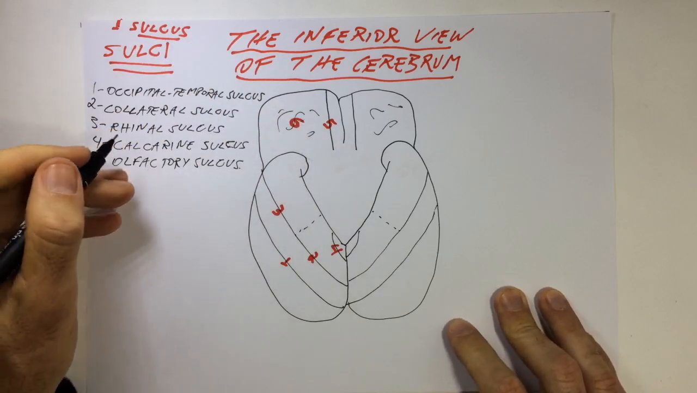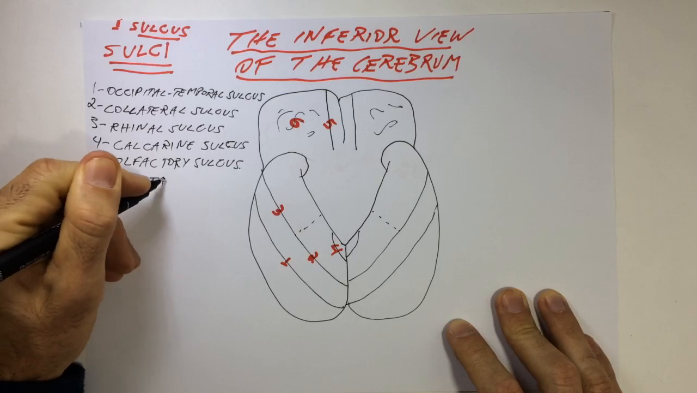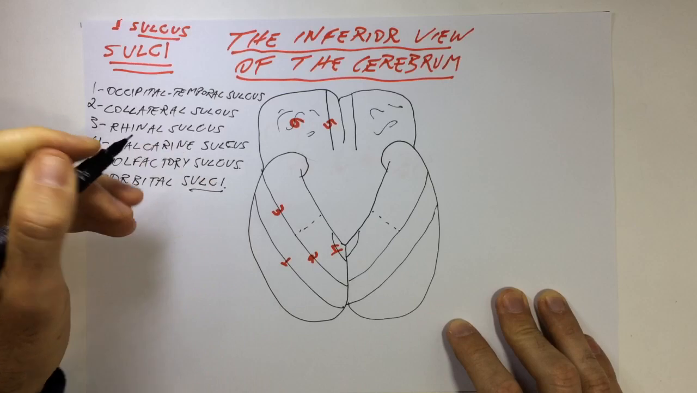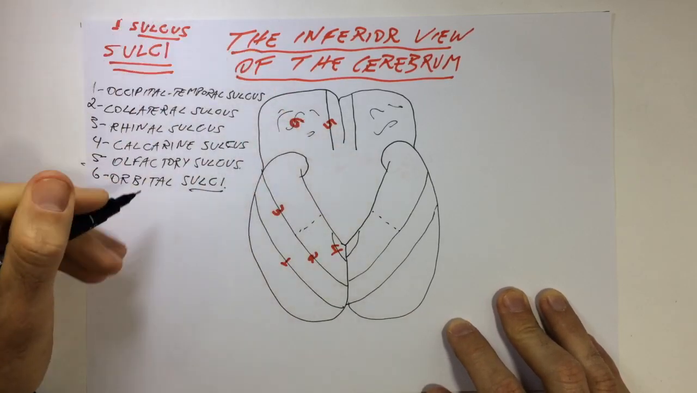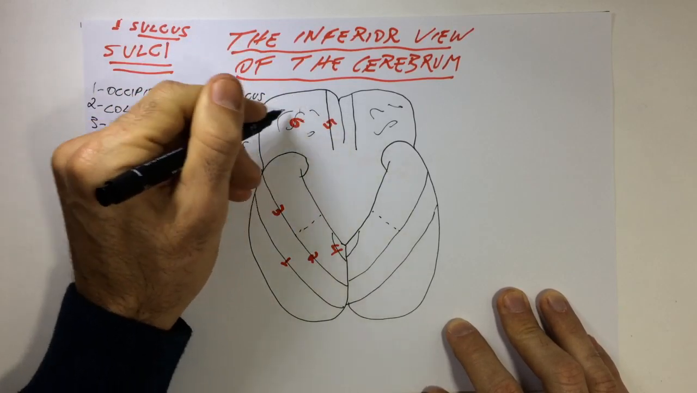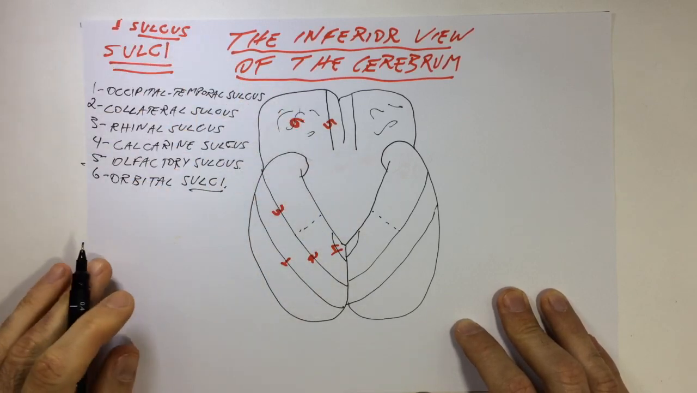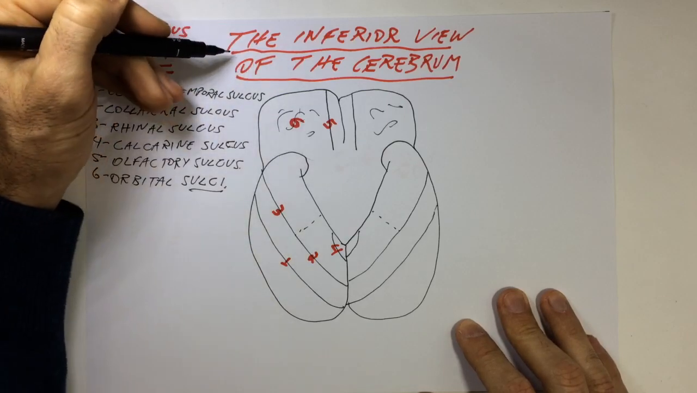In all these sulci here, we have actually just one name for all of them, called orbital sulci. Sulci because it's plural. So all these sulci here have the same name, orbital sulcus, or orbital sulci if we consider all of them. Okay, so that would be all the sulci of this inferior view of the cerebrum.